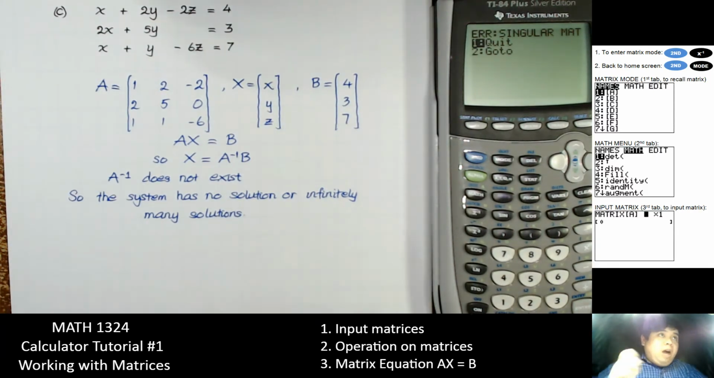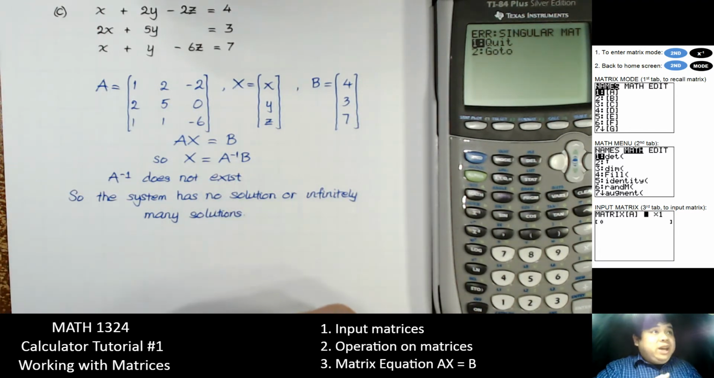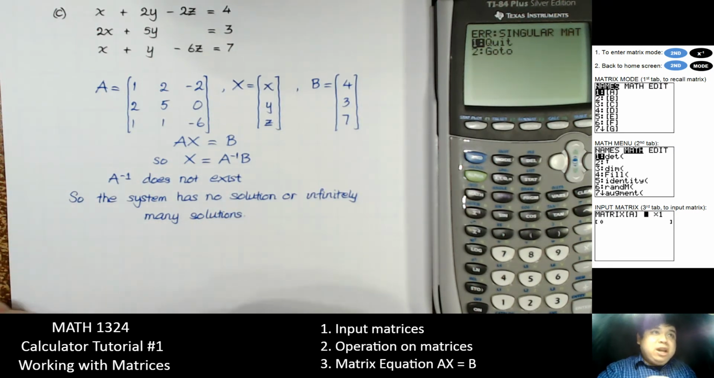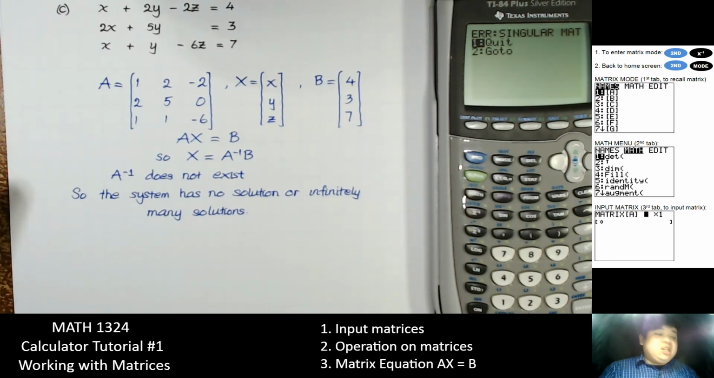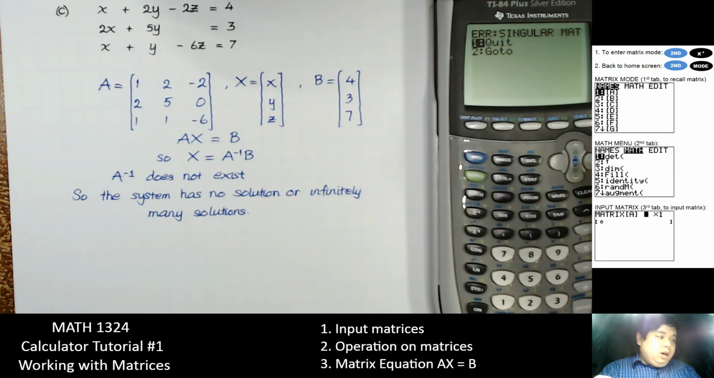Right. Because the solution depends on the inverse. If the inverse does not exist, we can only say that it might have no solution or infinitely many solutions. For the next tutorial, where we work with Gauss-Jordan elimination, we will be able to tell if it has no solution or infinitely many solutions.